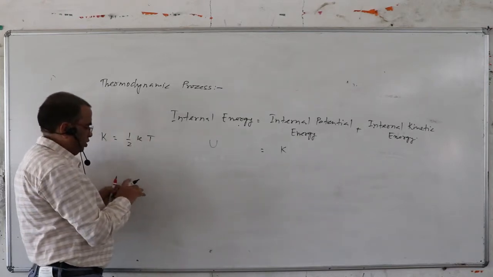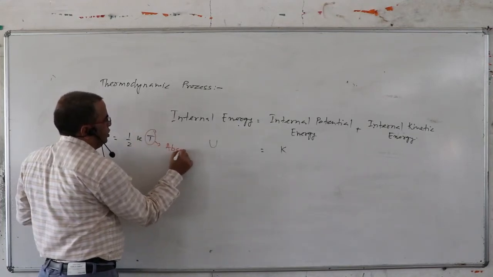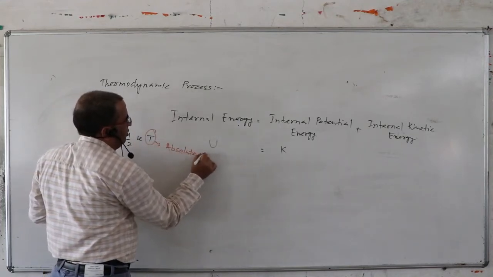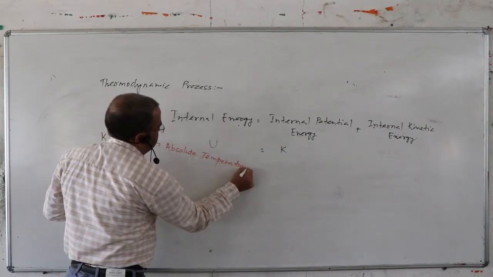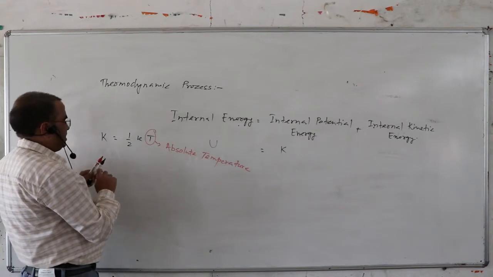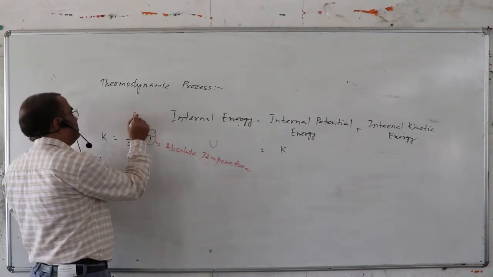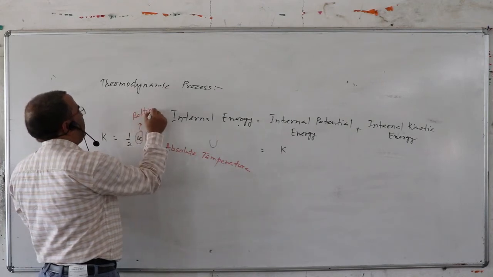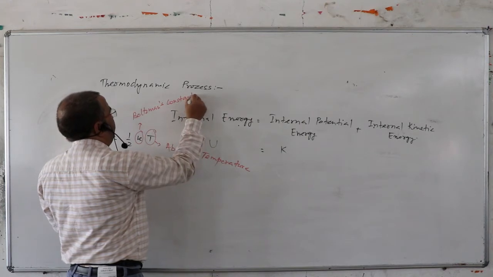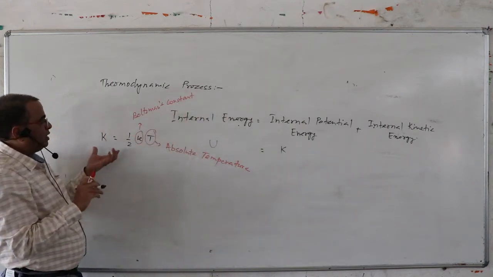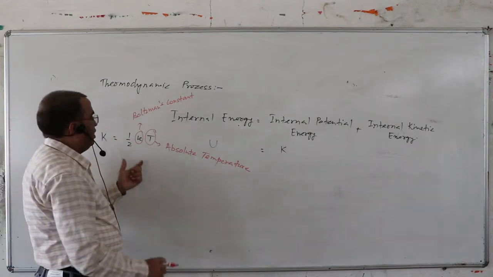T stands for its absolute temperature. k stands for a constant called Boltzmann's constant. This is the kinetic energy of a single molecule of a gas per degree of freedom.